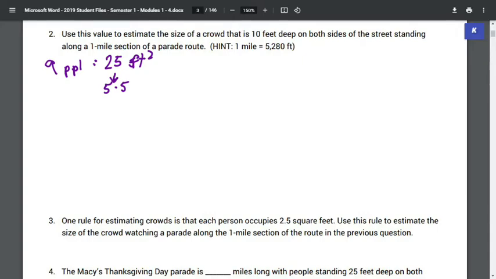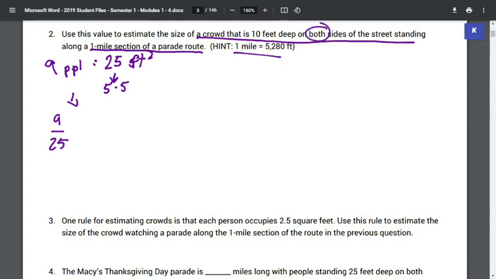So what question 2 here is asking us is to use this. Wrote it as a proportion, so 9 over 25. It wants us to use this to figure out the size of a crowd that is 10 feet deep on both sides of a street, standing along a 1 mile section of the parade route, and gives us a conversion there. Our big word right there is the word both, as we're going to use both sides of the street.